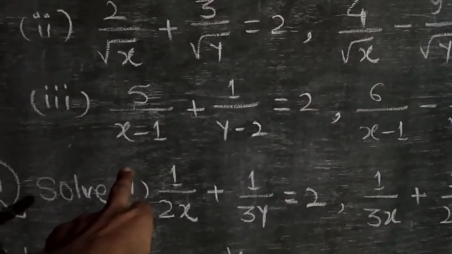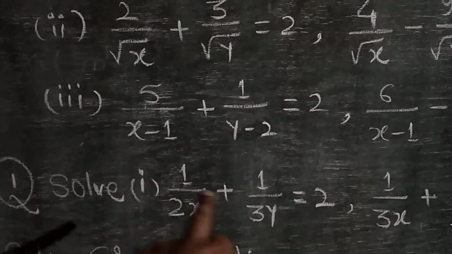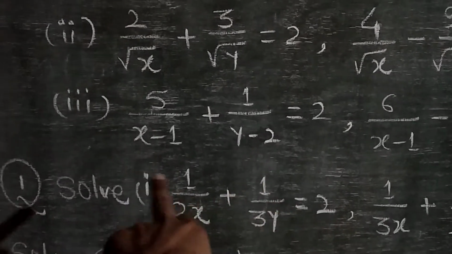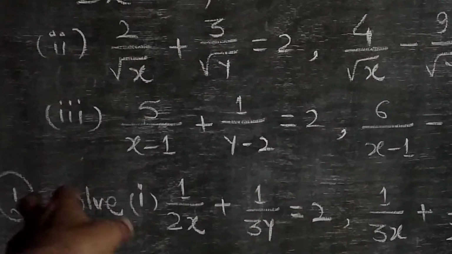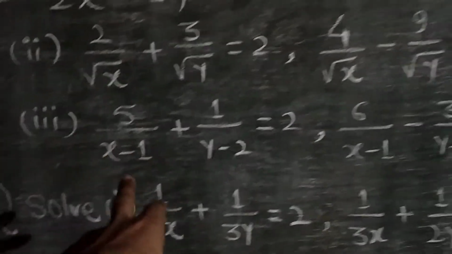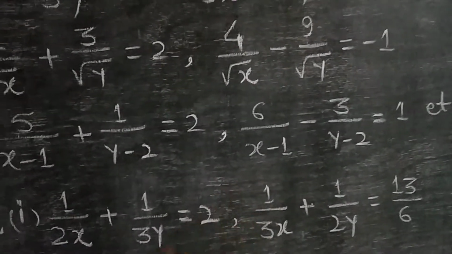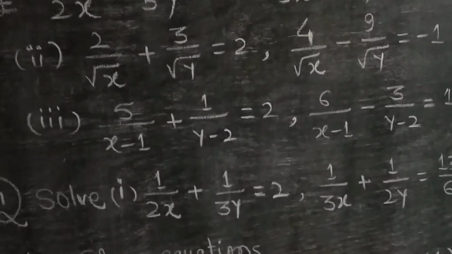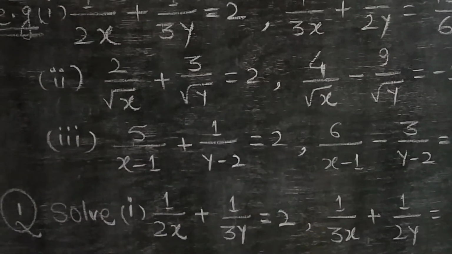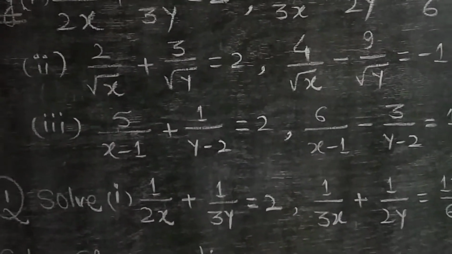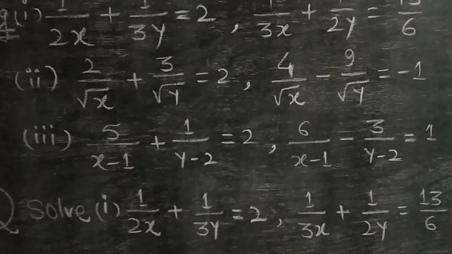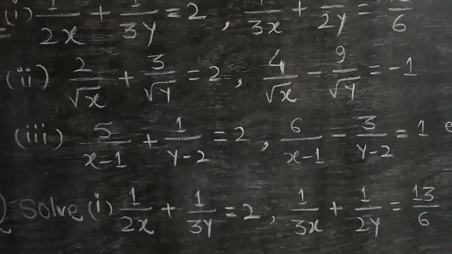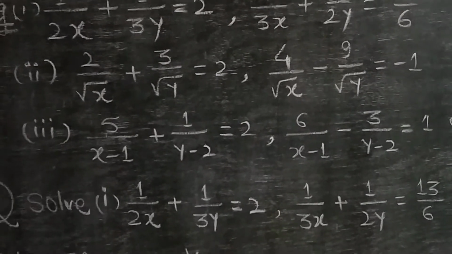Okay, so we can convert them into linear equations by using proper substitution. Similarly, in the third example, it is x minus 1, it is y minus 2, both are in the denominator. So when we transfer them into the numerator, their power will not be equal to 1. So these equations are not linear equations. So how will we convert them into linear equations? For this, we will take this topic, reducible equations. So these equations are called reducible equations.